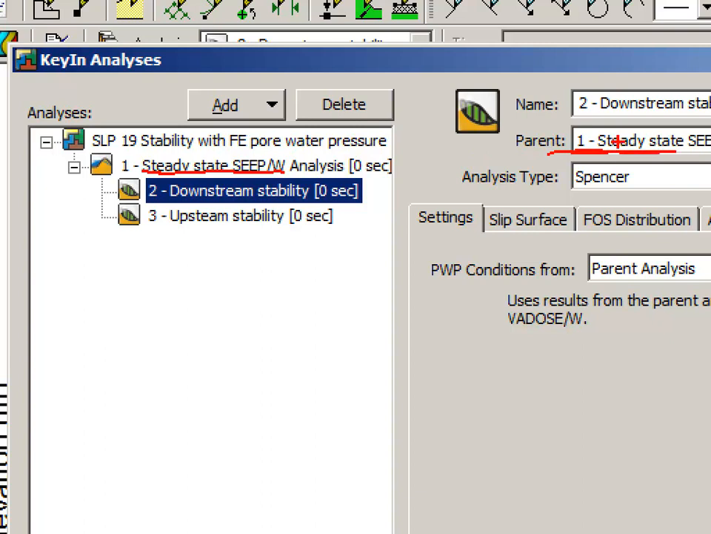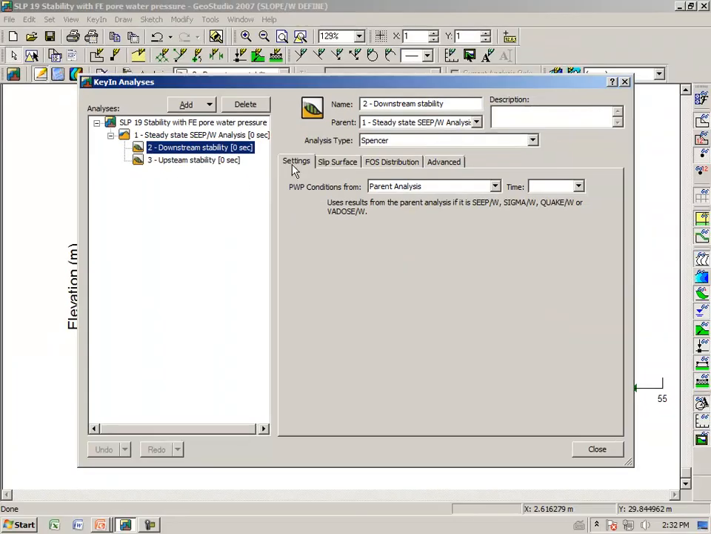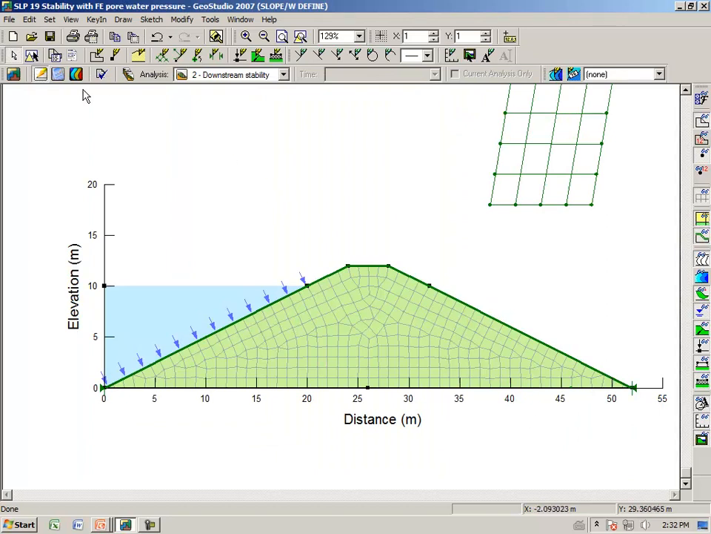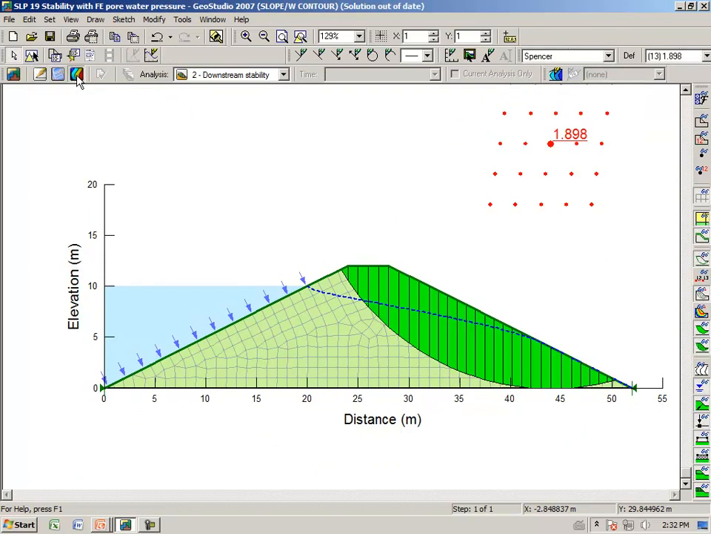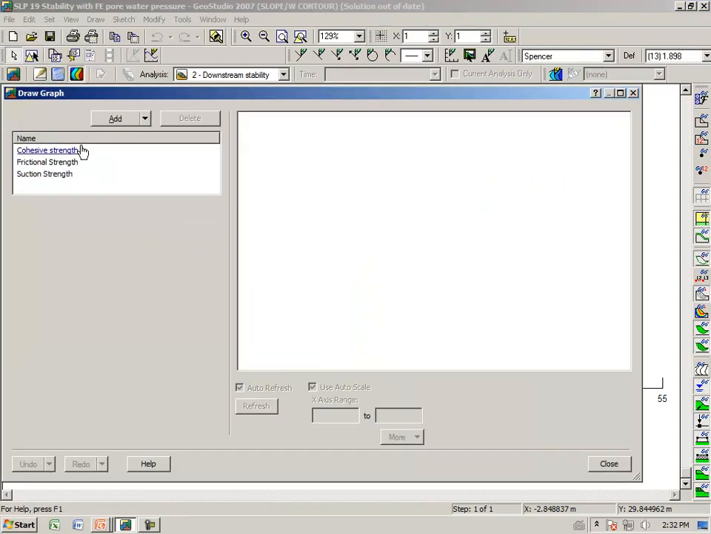So in this particular case, we are obtaining our pore pressures from the parent, and the parent is the steady state analysis. This is how SLOPE/W knows where to go to find the pore water pressures at the base of the slice. We can now go to the results view, and once again say draw a graph of pore water pressure.